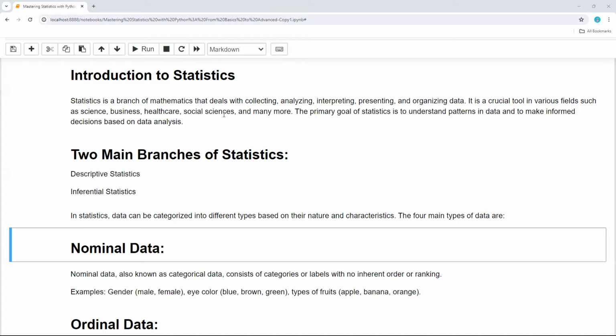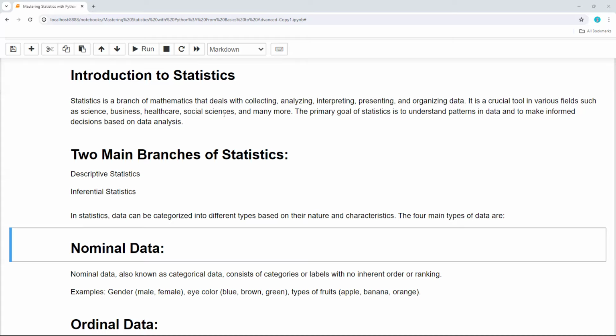One is descriptive statistics, and another is inferential statistics. Descriptive means the entire population, and inferential statistics means taking samples from the entire population, doing some analysis on the sample portion, and interpreting it for the entire population. We'll talk about inferential statistics later.